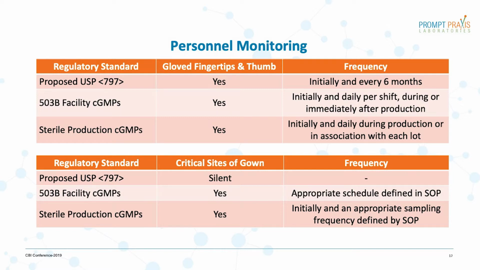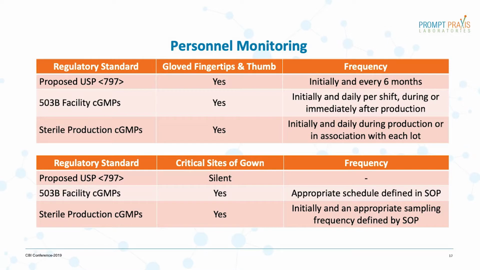Initially and every 6 months for the USP operators. 503B, it's initially and daily per shift during or immediately after production, and the sterile fill, initially and daily during production, and in association with each lot. So again, USP is rather infrequent. You qualify an operator, and 6 months later you qualify them again. So during that 6 months, you really have no idea of their aseptic technique and their capabilities. And I'm not clear as an organization, I would be comfortable with only checking someone every 6 months.